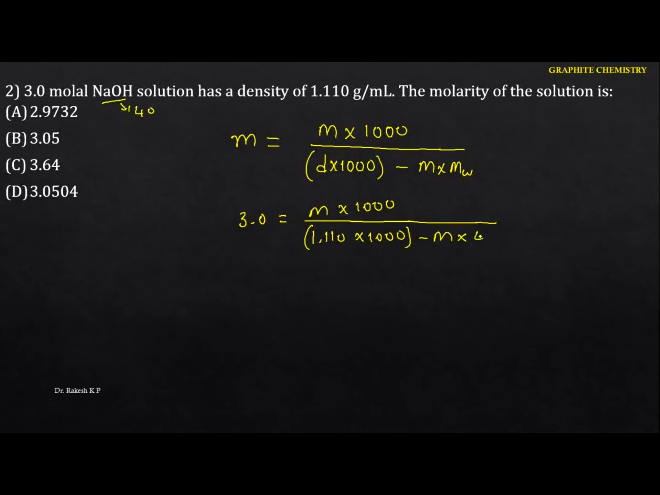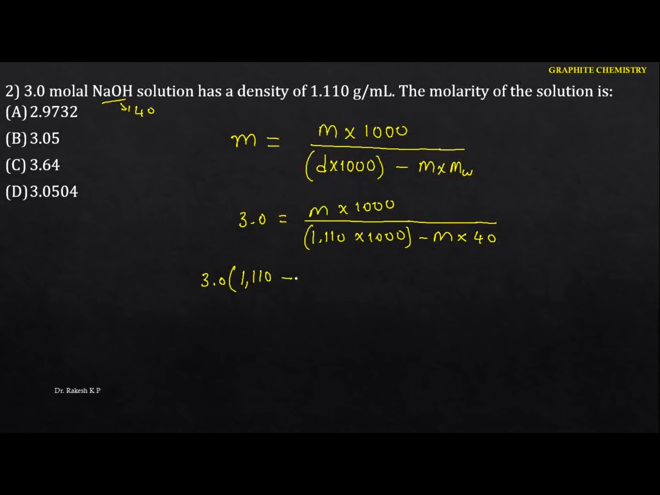Okay, I'm going to take this 40. Now see this one. I'm going to take this value to here. So what does this become? Just identify this one here. So here, 3.0 into... okay, this I'm going to multiply. Here you're going to get the 1000, that is the 110.